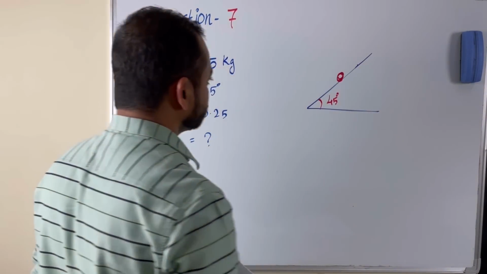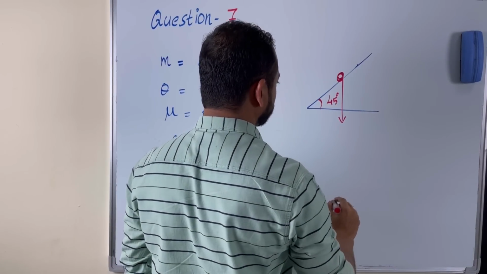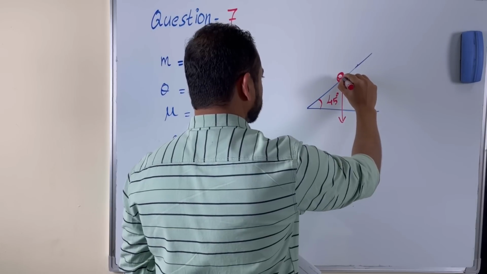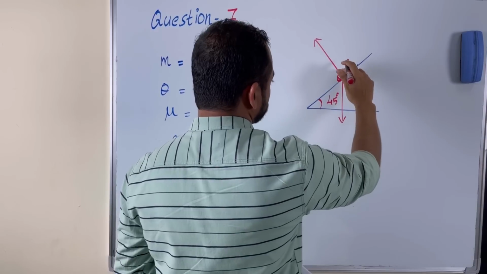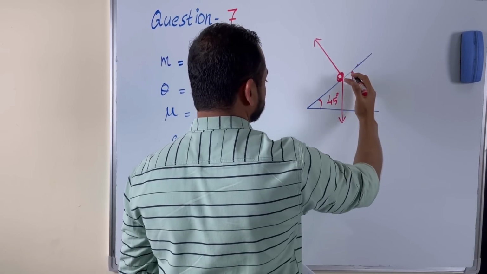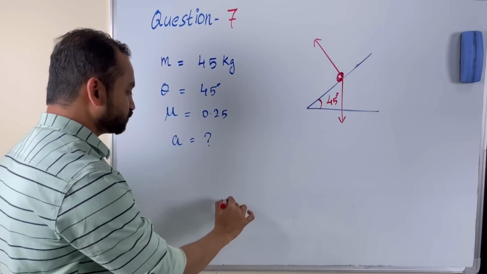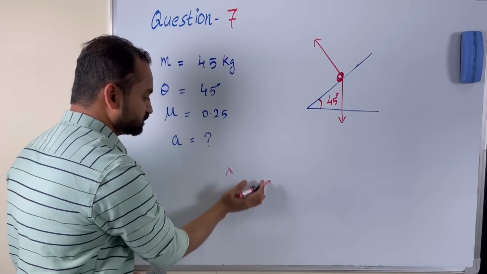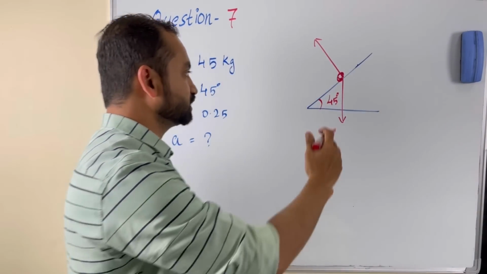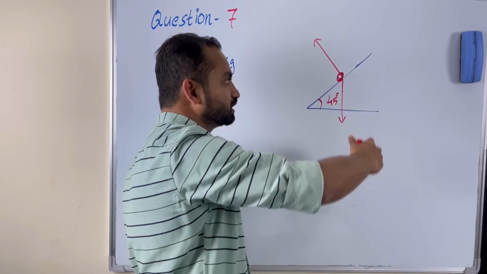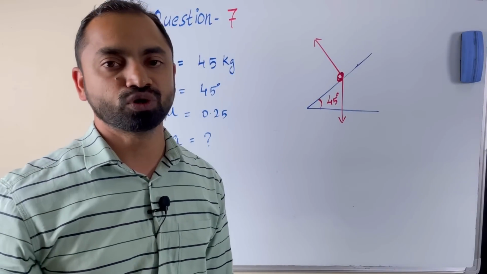So her weight will be acting vertically downwards, right? Her weight will be acting vertically downwards, and normal force will always act normal to the surface. So on an inclined plane, you can see how the normal force is acting. If it is a horizontal surface, normal force will act vertically upward, right? But this is not a horizontal surface, this is an inclined surface. For an inclined surface, normal force will be acting like this, meaning normal force will always act normal to the surface.